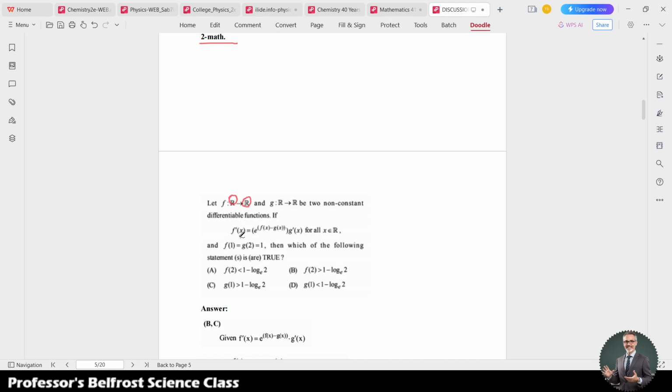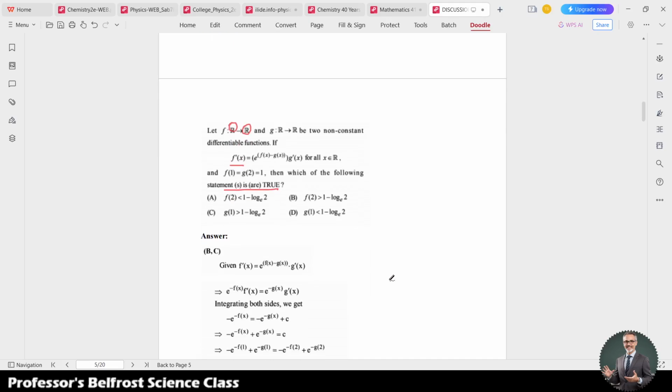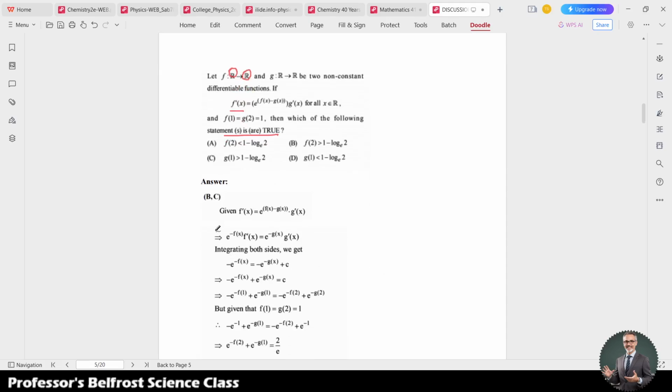If f'(x), okay, this is the derivative of f(x), equals e^(f(x) − g(x)) times the derivative of g(x) for all x element of real numbers, and f(1) equals g(2) equals 1, then which of the following statements are true? Okay, so A, B, C, D. Let's analyze. So we are given this form.